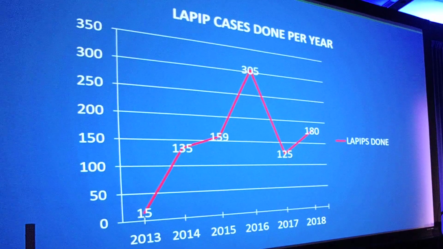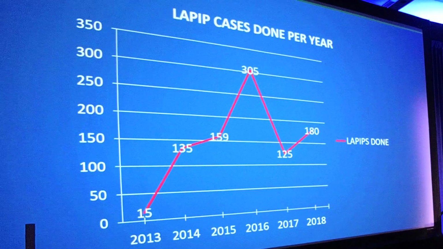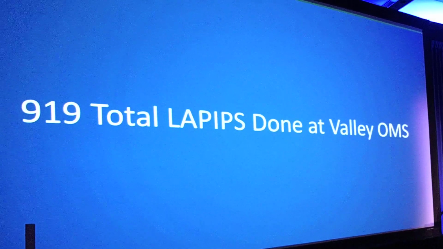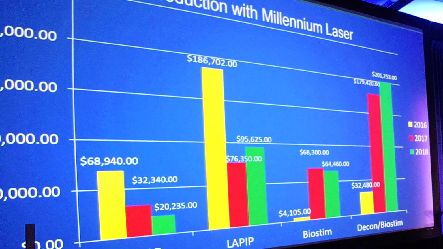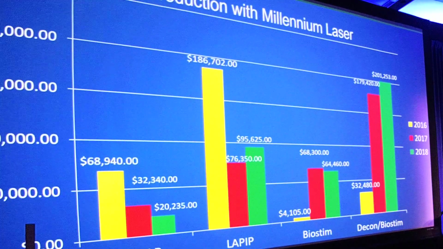So why did this fall to 125 in 2017? What do y'all think happened? It's working. Now that includes my retreatments of the relapsed ones and the ones where the first treatment didn't work. That also includes the other oral surgeons starting to send me implants of their own that were sick. And then it jumped back up to 180, but that's partly the relapses, partly the growing implant practice that I have. So that's pretty cool. 919 total LAPIPs that I've done since 2013. Here is a chart to show you the income I've generated with this machine over the last 3 years.